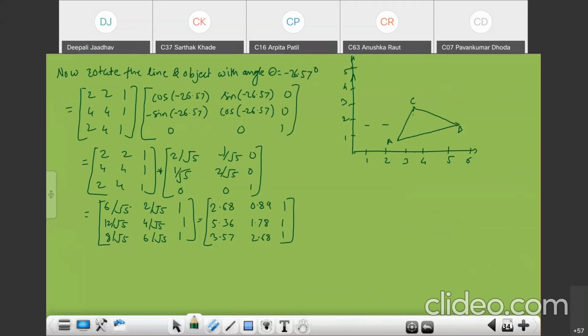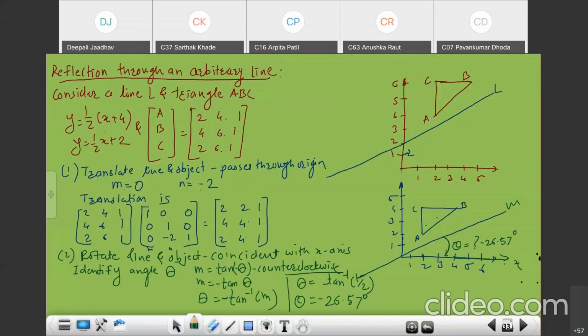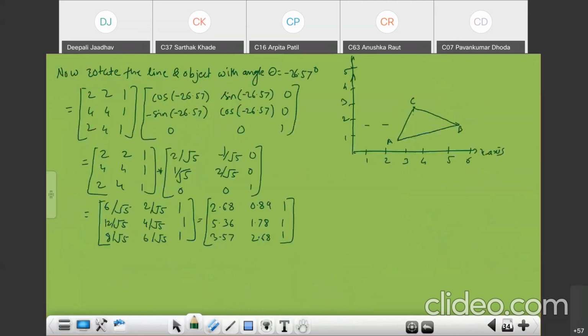Now the line is coincident with the x-axis, because the previous line we have rotated. So it is coincident with the x-axis, and this triangle is also rotated by minus 26.57 degrees, and we get this result. Now the rotation is complete. Second task is completed.